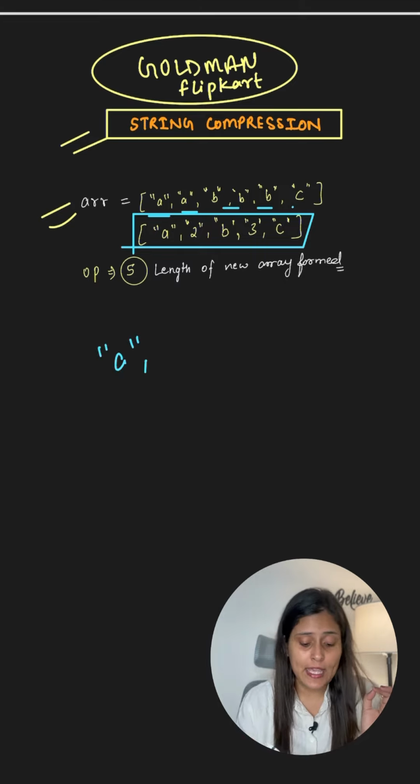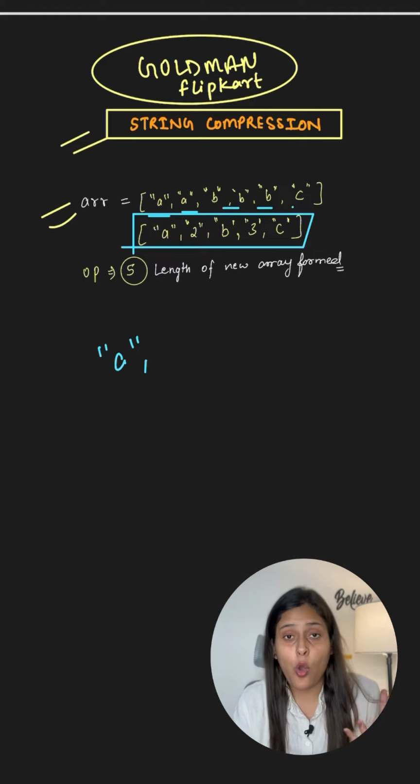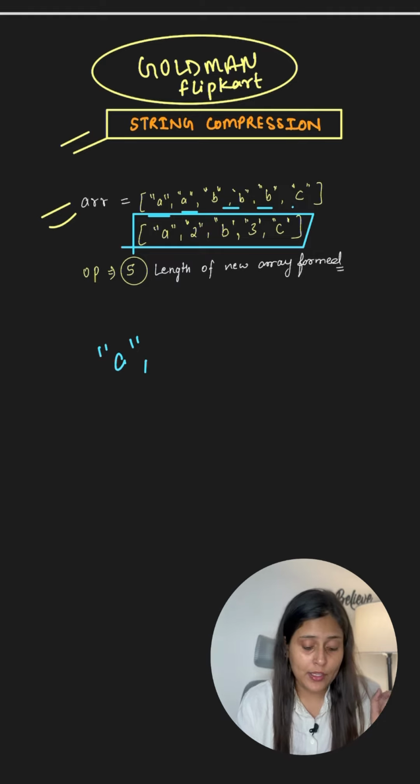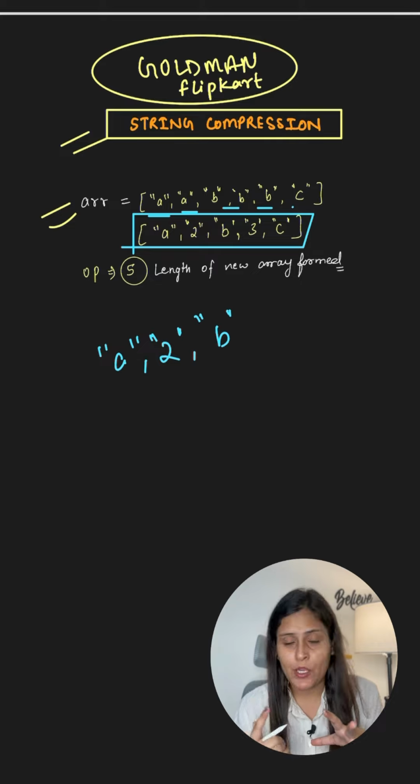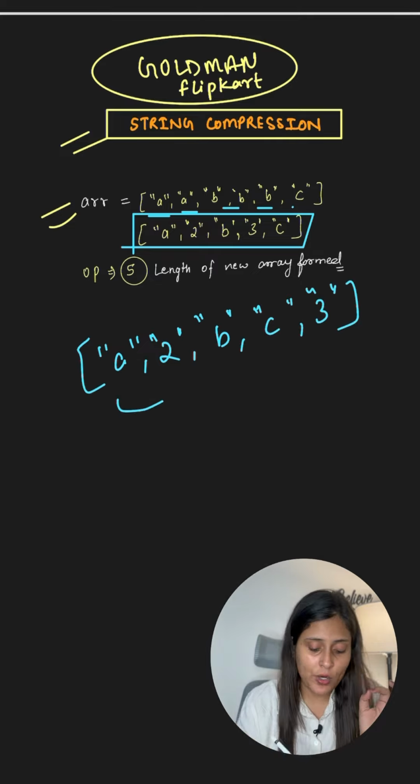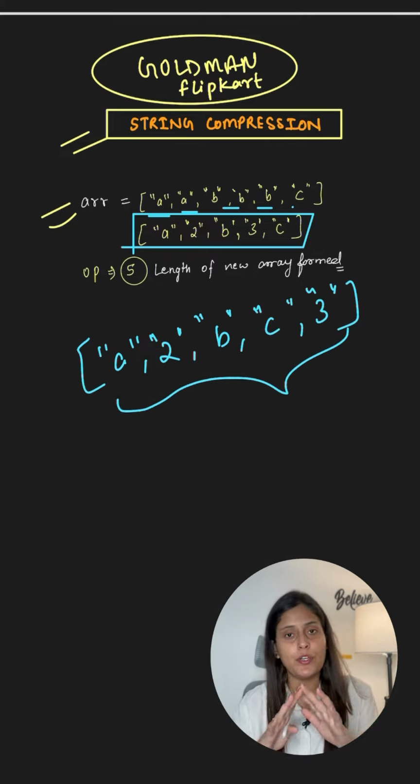If your character is A, you store how many times it has occurred in that particular array. So it has occurred 2 times, so the other value you have to store is 2. Let's suppose there was B and it occurred only 1 time. For that you don't need to store anything. Whatever the length is, you have to return 5.